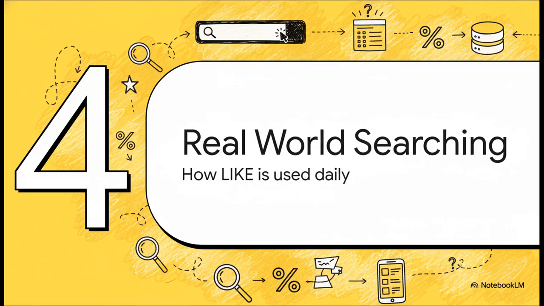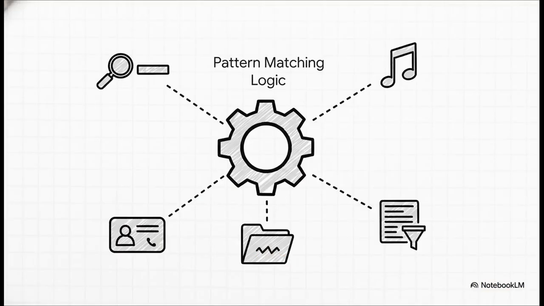So why should you care about any of this? Because whether you know it or not, you're already using the logic of the LIKE operator every single day. I mean, seriously, think about it. That search bar on Amazon or Google that starts guessing what you want, that's pattern matching. Filtering your songs in a music app, pattern matching. Searching for a customer in a CRM, finding a file on your computer, it's all powered by this exact same idea. It's the secret engine running in the background of everything we do online.